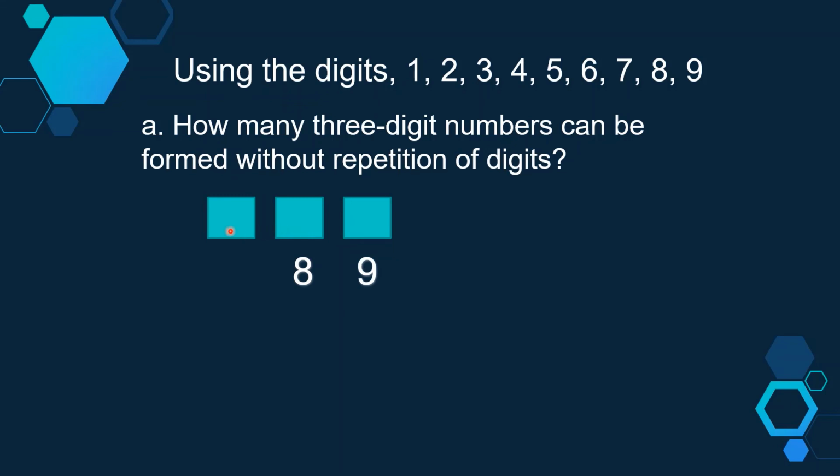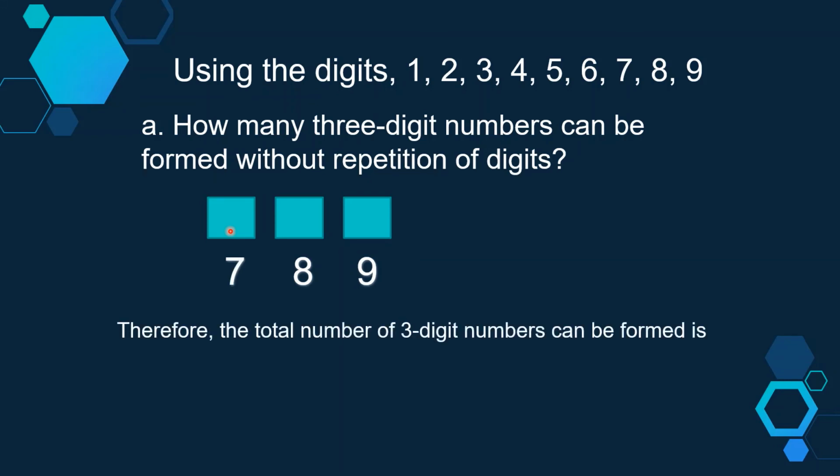Now, so the total number of 3-digit numbers that can be formed, we have 7 times 8 times 9, and that is equal to 504. So meaning, there are 504 three-digit numbers which can be formed without repetition using 1, 2, 3, 4, 5, 6, 7, 8, and 9.